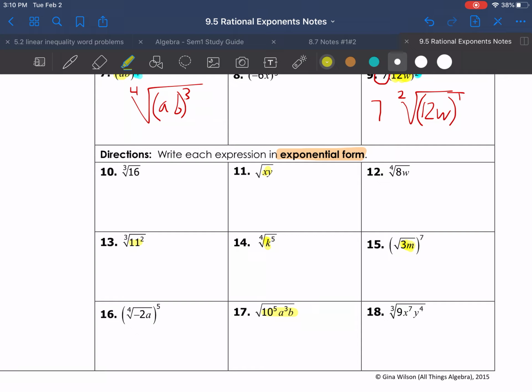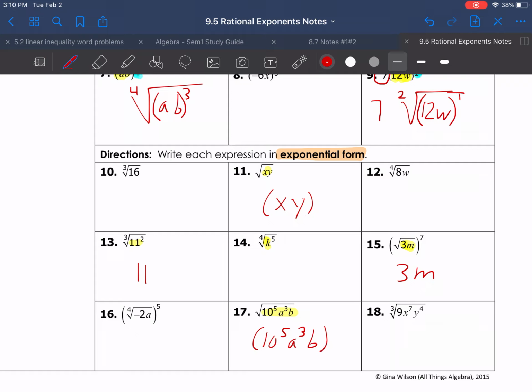So let's write all of our bases out so we can figure out what the exponents would be. On 11, your base is x, y. On 13, your base is 11. On 15, your base is 3m. On 17, your base is the entire 10 to the 5th a cubed b, right?